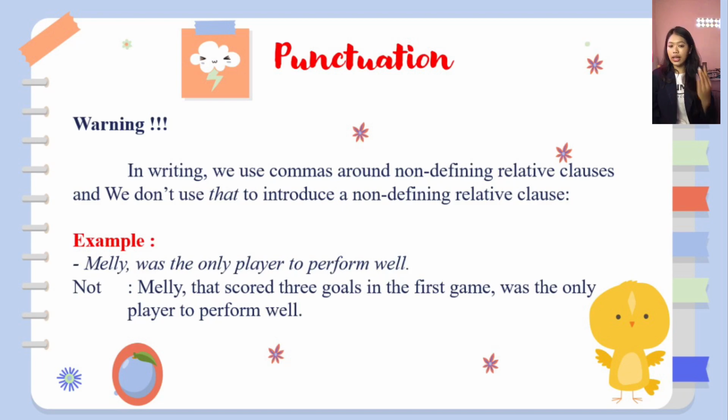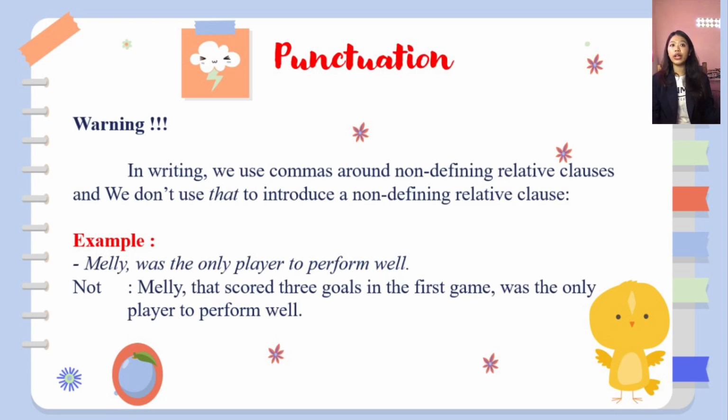Okay, the same in a non-defining relative clause, the most important thing is punctuation, because it can give a different meaning to every sentence if you use the punctuation right or wrong. So the warning is that in writing we use commas around non-defining relative clauses, and we don't use them to introduce a noun or defining relative clause. In a defining relative clause, the relative pronouns we use are who, that, which, whose, and whom. But in a non-defining relative clause we just use who, which, whose, and whom.